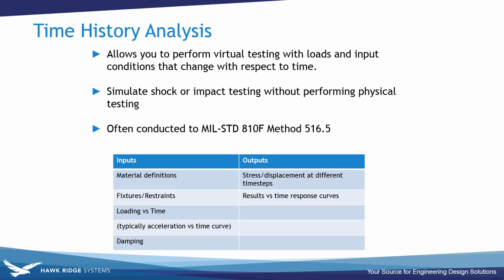physical test. This information is usually provided through the MIL-STD-810F method 516.5. A lot of the examples that we have, especially in our training, refer to that specific standard. But what we have, again, is our inputs are the material definition, the fixtures, but now the loading is a function of time. And we have the option to input some sort of damping ratio as well. The output we get are, of course, stresses and displacements, but now at the different time steps, and we can actually see in a curve what the response is.